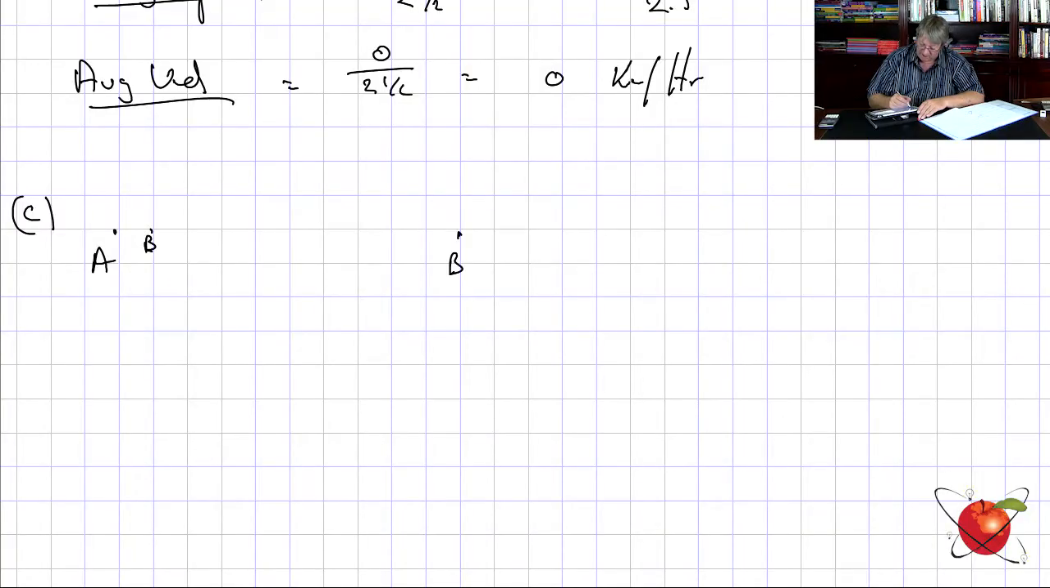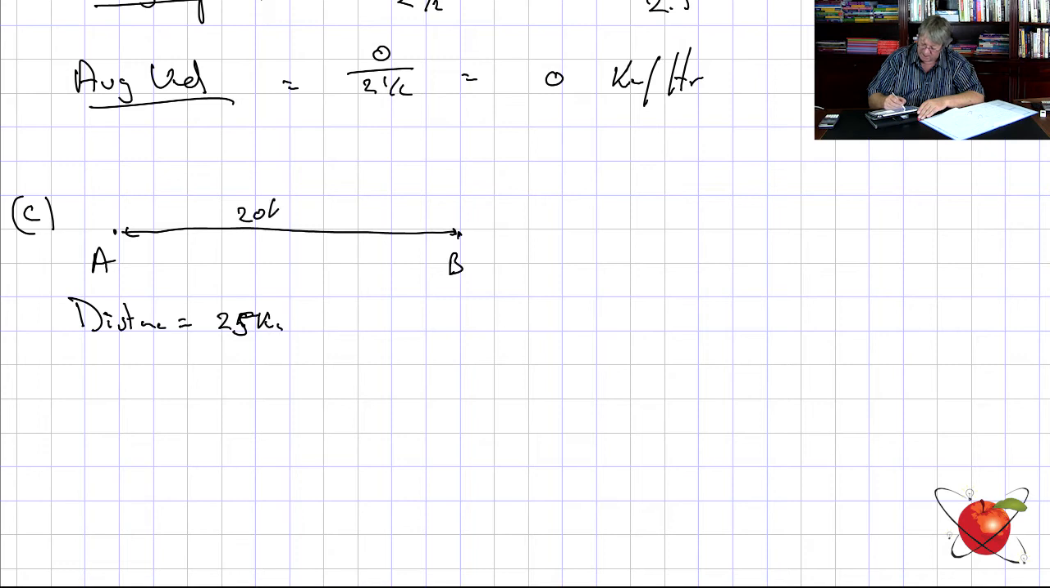It says here, from A to B, distance traveled is 25 kilometers. So here we said distance equals 25 kilometers. Why did I not put that on the drawing? Because the drawing that I use, I do a straight line, because they say the straight line distance from here to here is 20 kilometers. And the time taken, time is 1 hour. Right, it takes 1 hour.